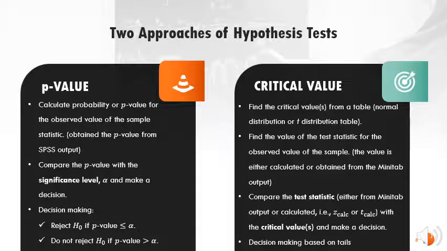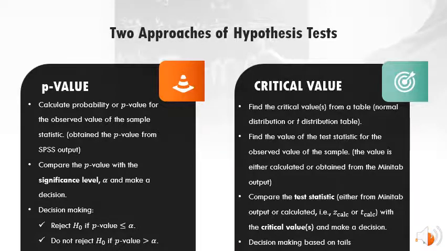There are two approaches of hypothesis tests. We can either make use of the p-value or we can use the critical value. What is p-value? P-value is a probability value for the observed value of the sample statistic. We can obtain this p-value by using the SPSS output. What we do here is we compare the p-value with the significance level alpha and we make a decision out of it. The decision would be to reject H0 if your p-value is less than or equal to alpha, or we decide not to reject H0 if p-value is greater than alpha.